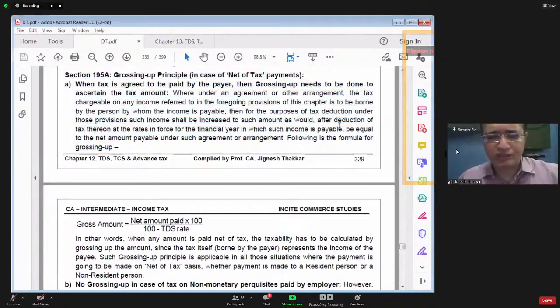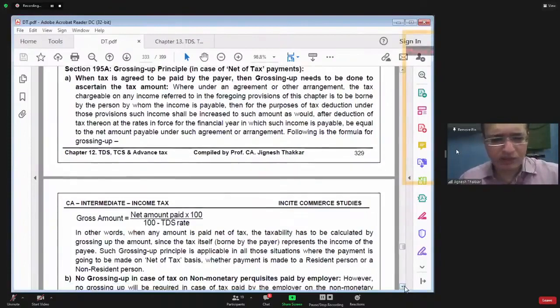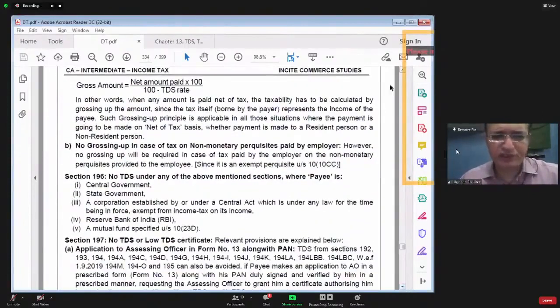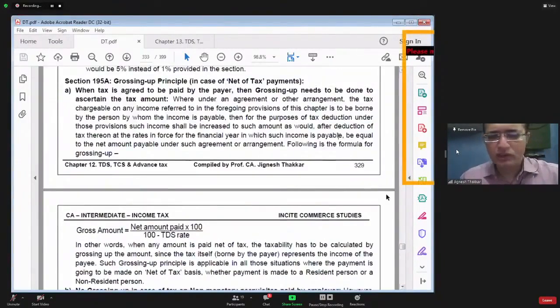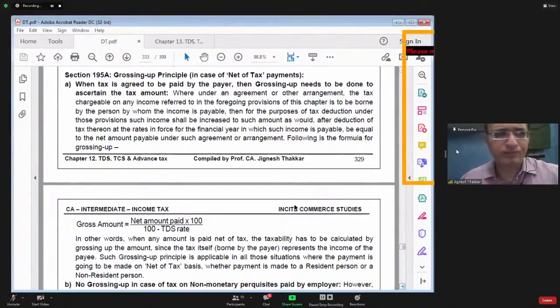So all these things we need to discuss in detail. The 2 duties of the payee are already discussed; there is nothing to explain in those 2 duties. Now we'll move on to the small sections of this chapter. The first one is the grossing up principle, section 195A.